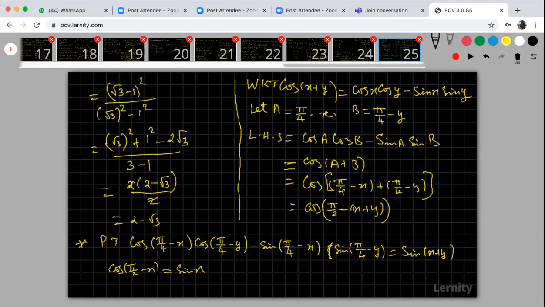Okay. So therefore, here look at that, cos of pi by 2 minus x is sin x. So therefore, I will get sin of x plus y. This is my RHS. Okay. Yeah, please take that. I hope many have completed this problem because it is a very simple one.